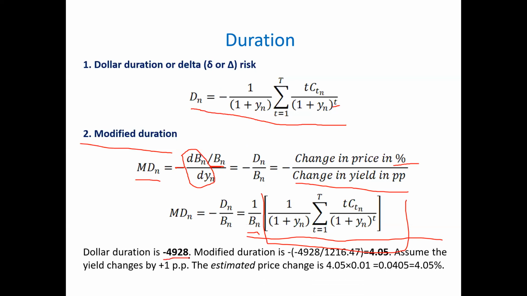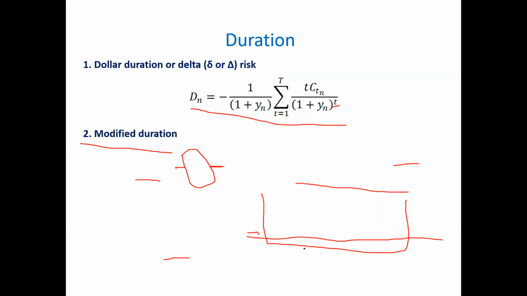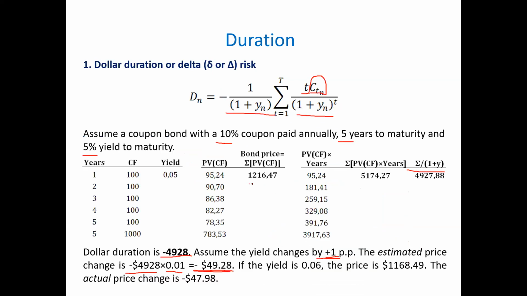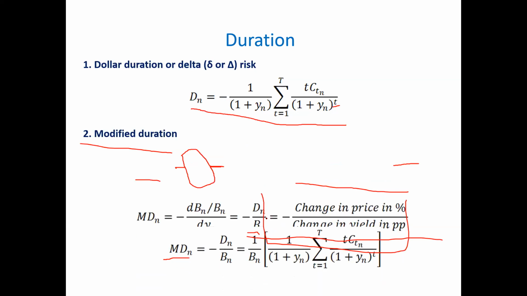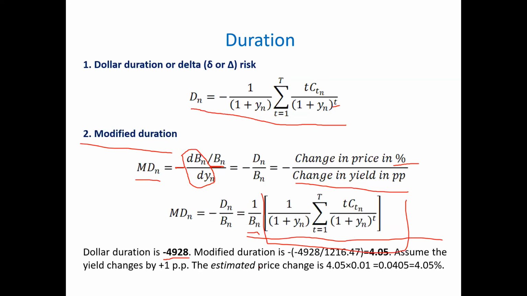This is a continuation of the example. So this is our dollar duration, which we calculated previously. And then recall that the current price was this one. So we divide it, and then we get 4.05. So this is the value for the modified duration.